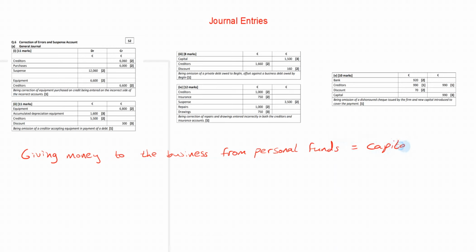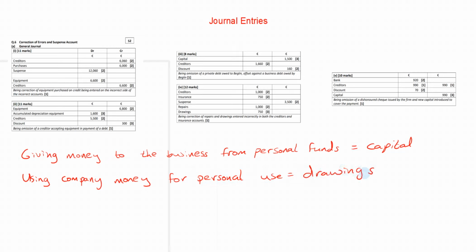So I know we generally look at capital as if we're buying shares from a company that's privately listed. However, if we're looking at sole traders, let's say me privately just giving money to the company, that is seen as capital. If we're using company money for private use, for personal use, that is drawings.